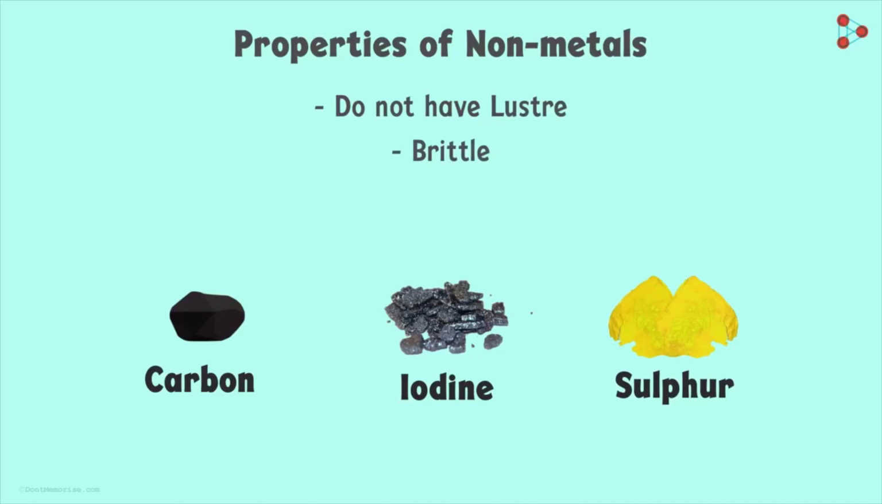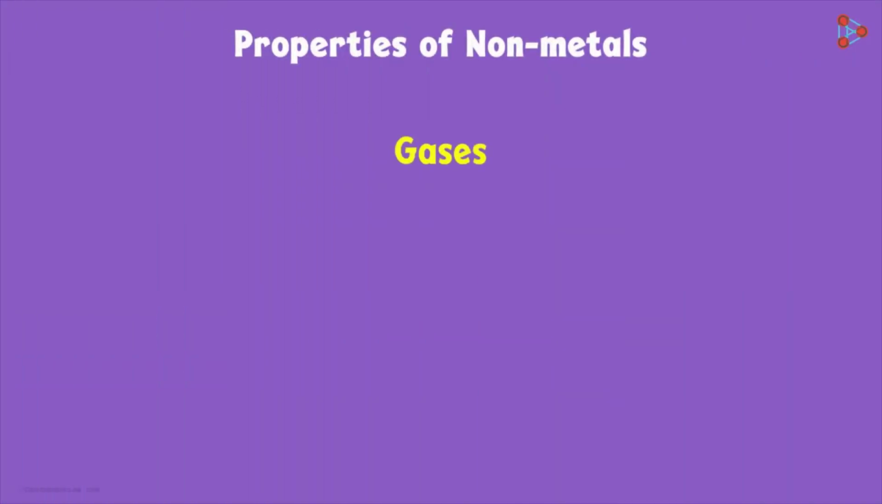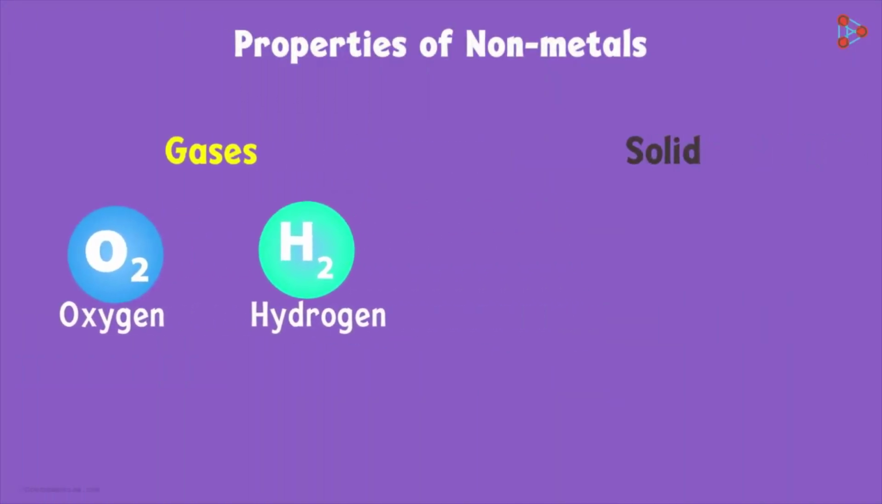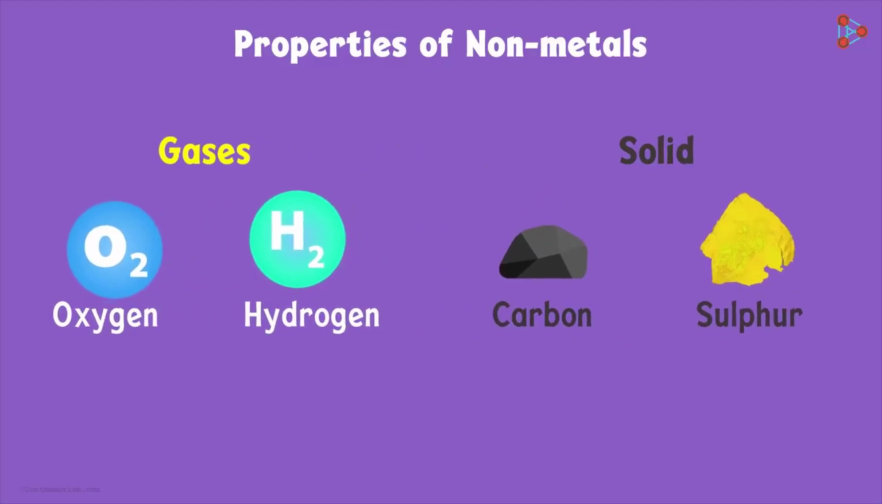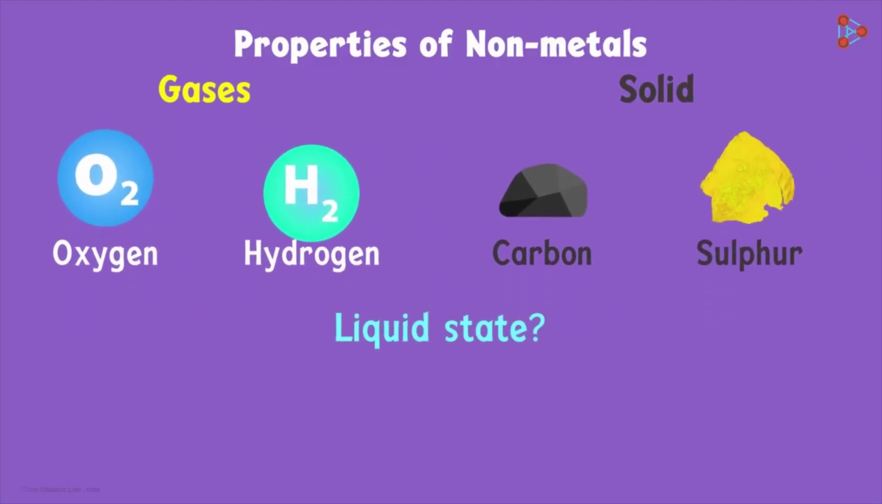What do we mean by brittle? They cannot be beaten into sheets or wires as most of them turn into powder when hit by a hard substance. Non-metals can also be gases like oxygen, hydrogen or solids like carbon, sulfur, etc. Do you know of any non-metal in the liquid state?